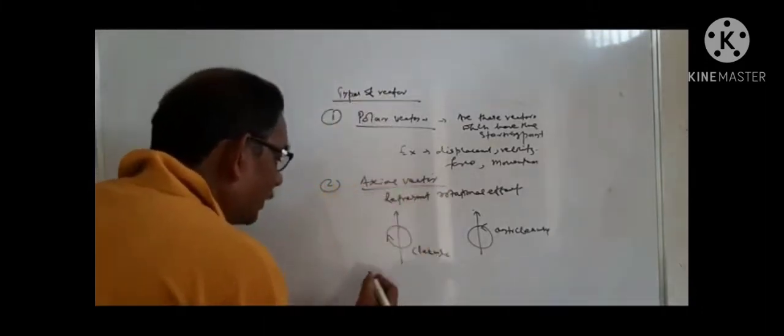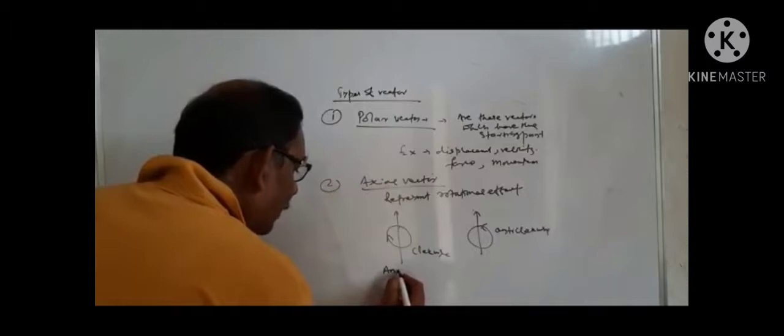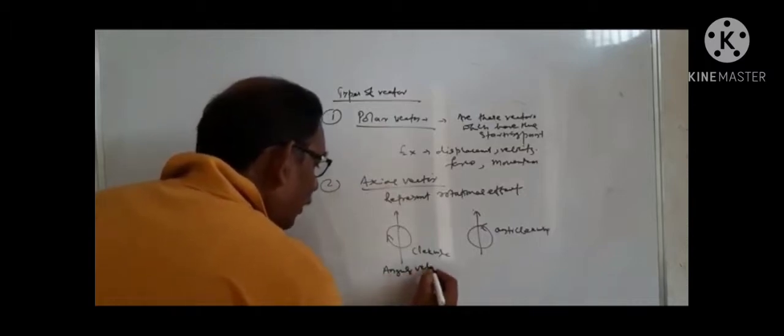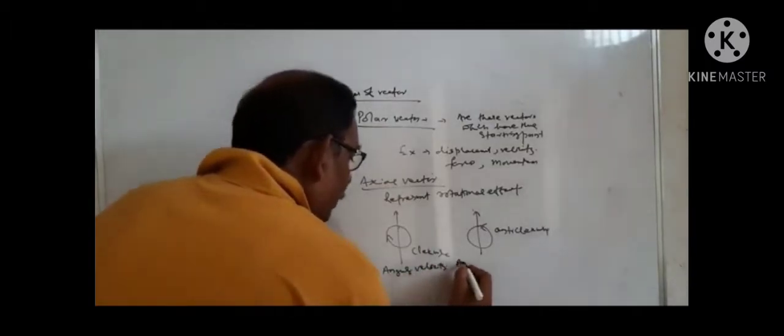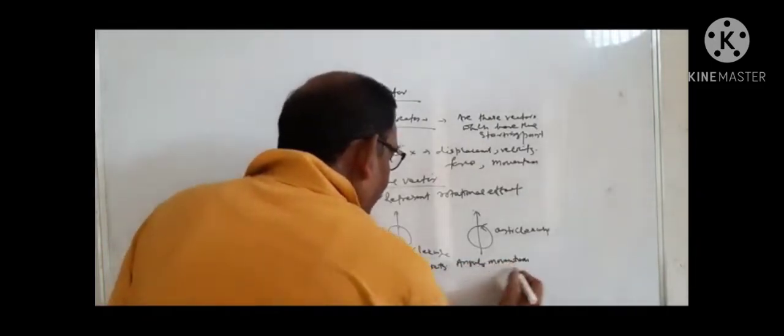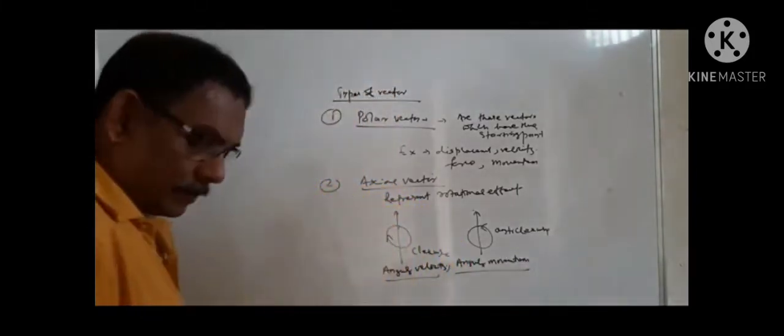So what are examples of axial vectors? Angular velocity, angular momentum. These are examples of axial vectors.